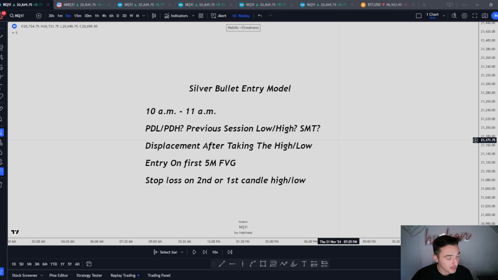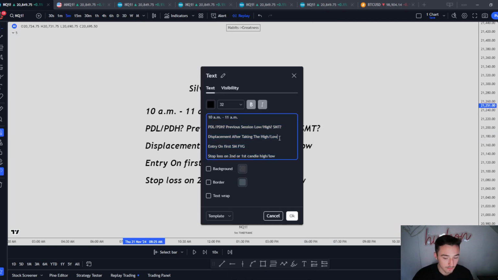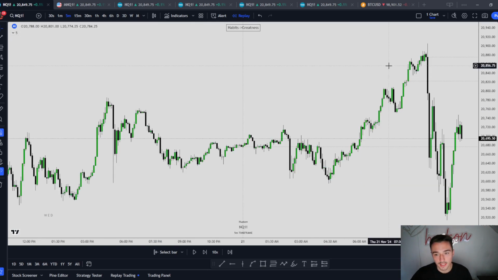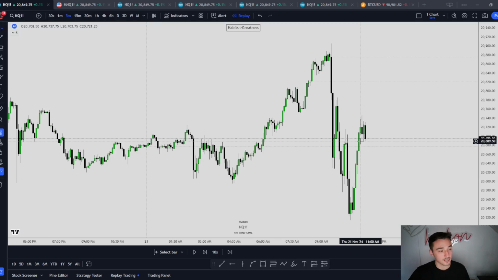Displacement after taking the high or low? Entry on the first 5-minute fair value gap, and don't worry, I will go over similar rules for the 1-minute entry. Then stop loss, depending on your risk tolerance, on the second or first candle high or low of the fair value gap created, right? So the most simple rules given. Now let's head into the charts and show you guys some examples of this being used, right?